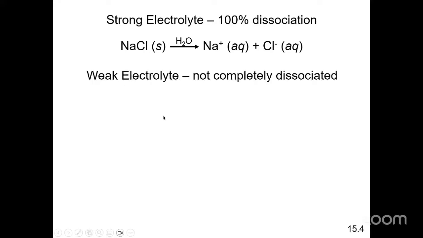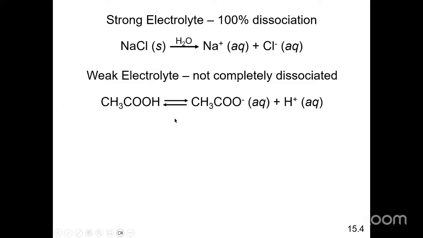A weak electrolyte, on the other hand, does not undergo complete dissociation, right? A good example of this would be acetic acid. Only a small fraction of the acetic acid molecules, when added to water, will convert to ions. And that's why we have these two-directional arrows, indicating that this will be a system in a state of dynamic equilibrium, right? So the forward reaction rate is equal to the reverse reaction rate.